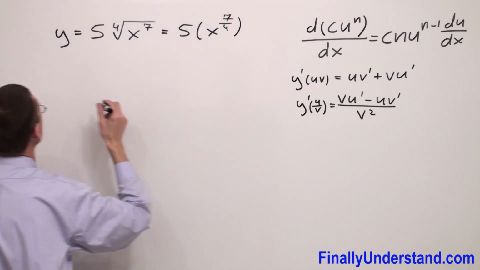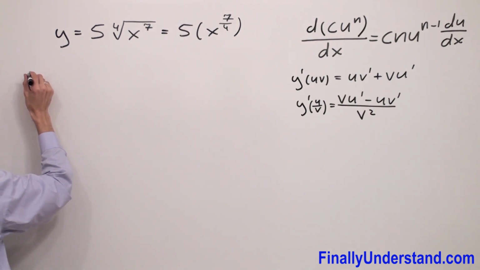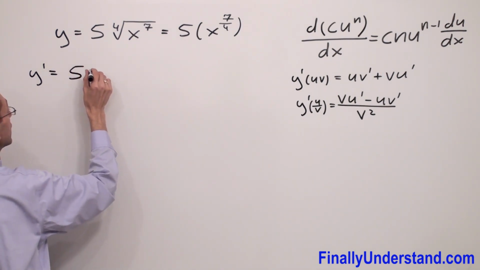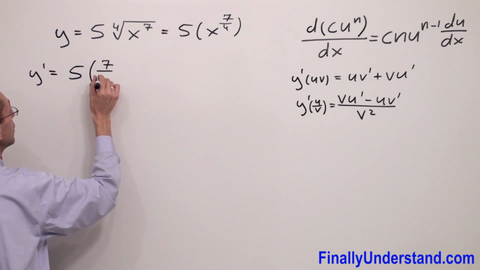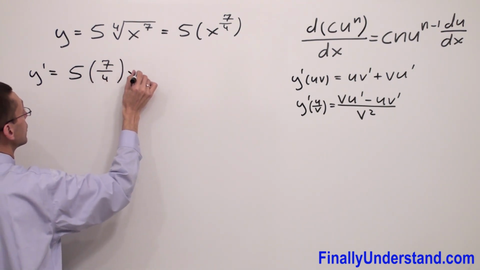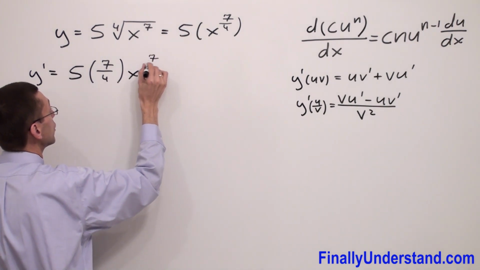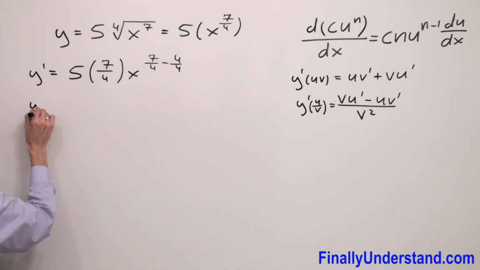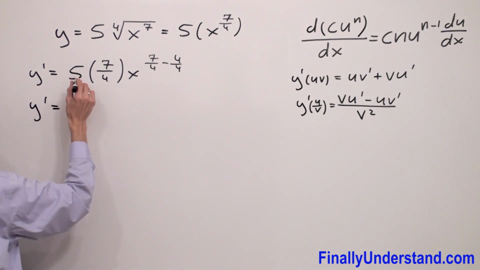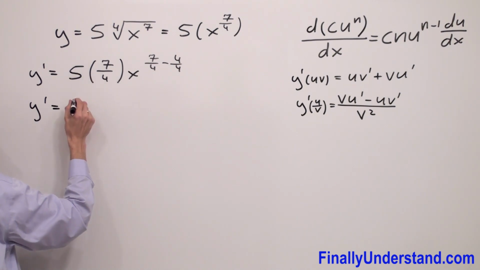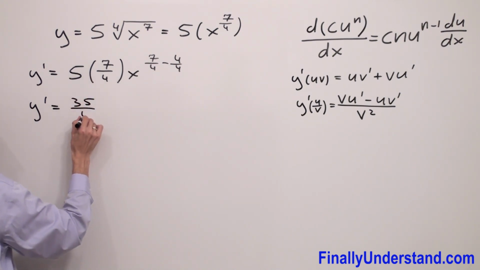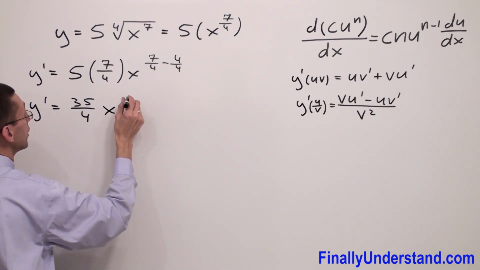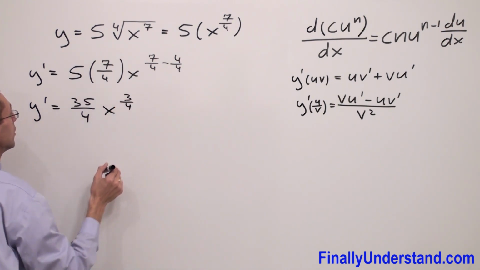Okay? So if you want to find the derivative of it, y prime equals the constant 5 times the exponent 7 over 4, x to the exponent minus 1, which is 7 over 4 minus 4 over 4. So y prime is equal to 5 times 7, which is 35 over 4, x to the power 3 over 4.